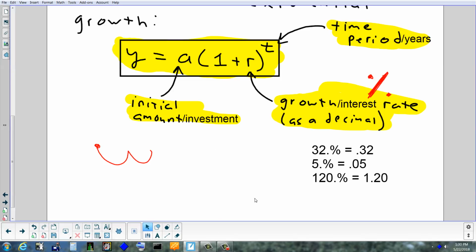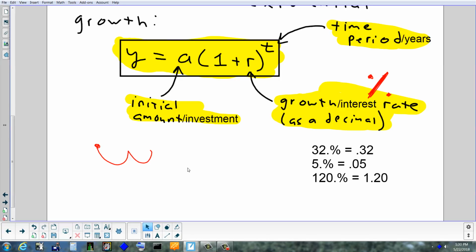And then t is going to be your time. In most cases, it's going to be years. Sometimes it'll be months, but in most cases, for the problems we do, it'll be years. Sometimes we may just ask you to set up an exponential function. You don't have to solve it, just set it up, which means we won't give you the amount of years. You plug in everything else and just keep t as t. If we gave you any amount of years, say after 3 years, you could plug in the number 3 and get your answer.